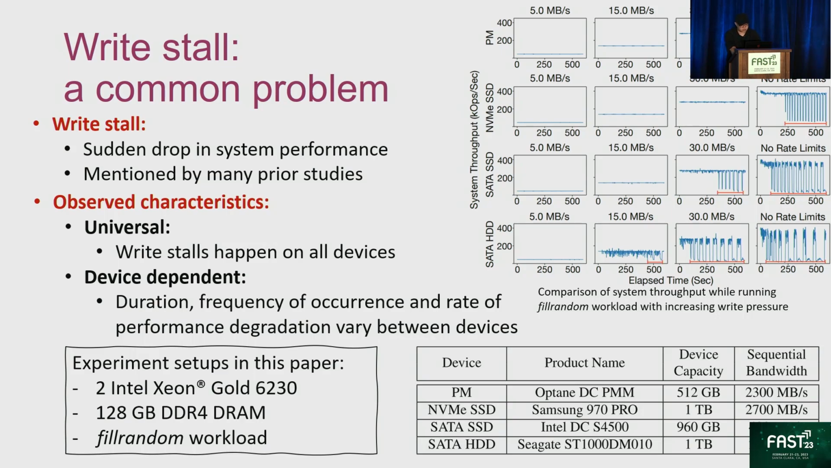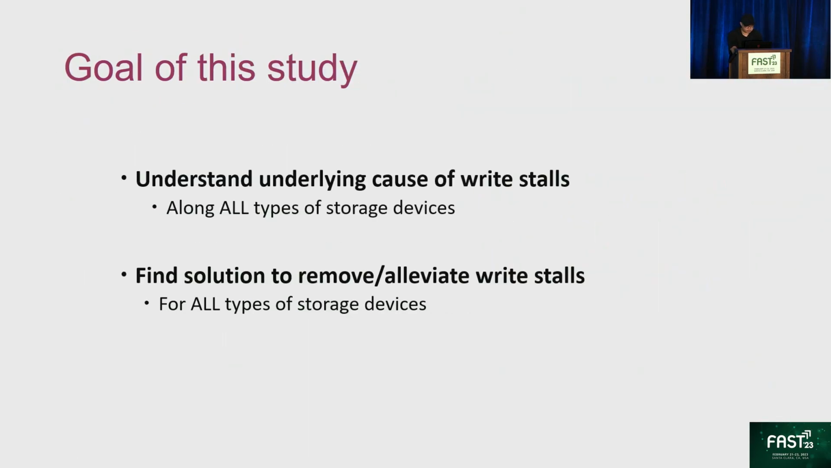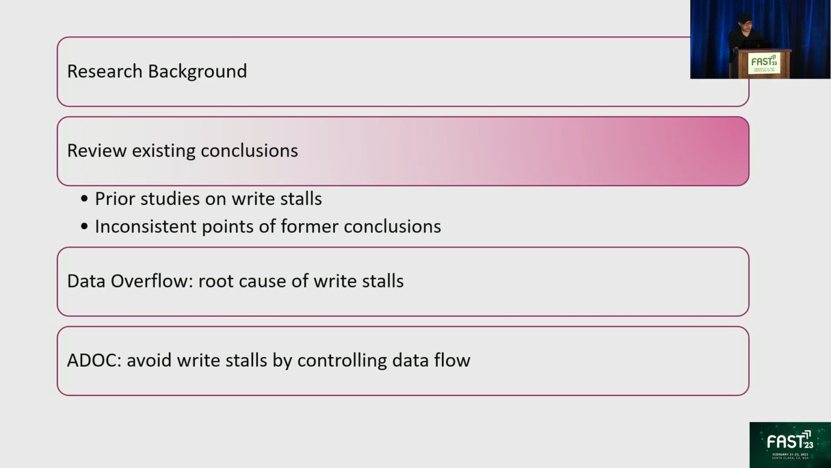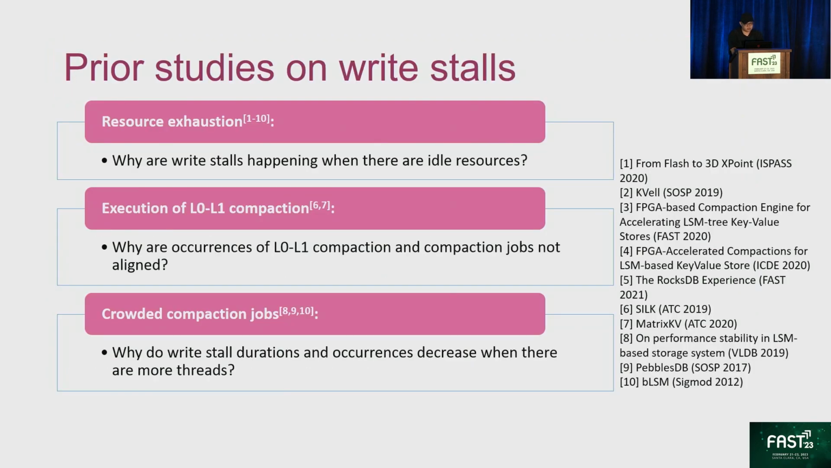And since this paper is based on many experimental observations, we list the setups here. In this paper, we are trying to find the universal cause of write stalls, which may suit all types of storage devices. And after finding the reason, we are trying to find a solution based on this universal explanation. So let's first start with a quick review of the former studies. There are many prior studies trying to explain the formation of write stalls. And the conclusions they made can be categorized into the following three types.